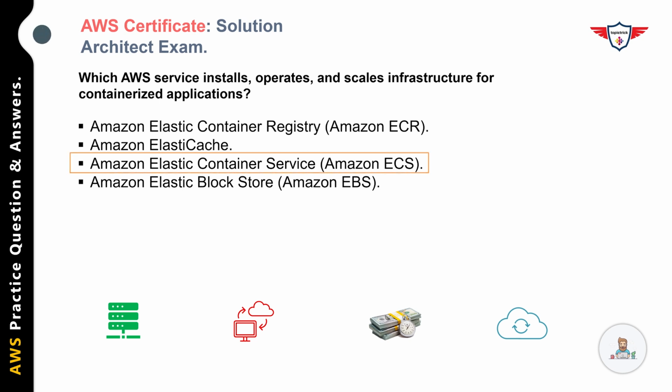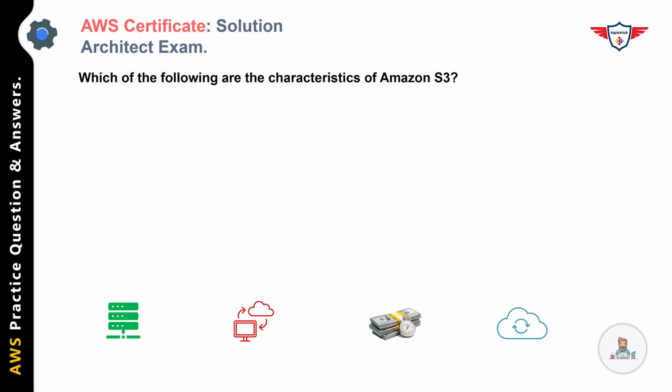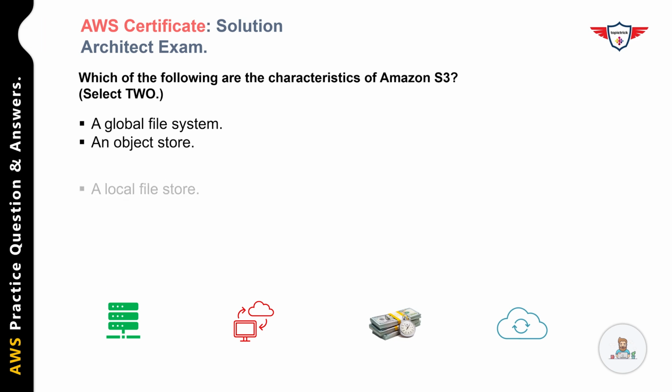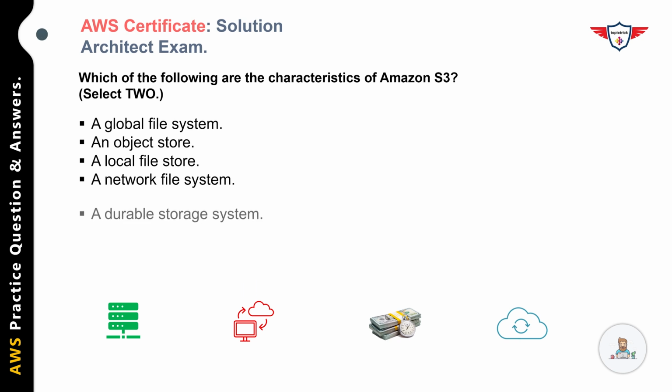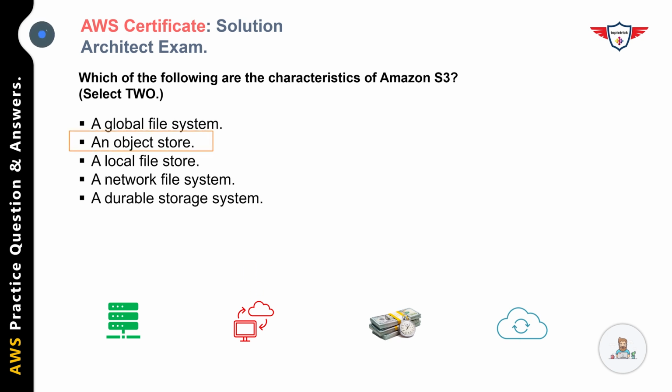It is a highly scalable, fast container management service that makes it easy to run, stop, and manage containers on a cluster. Which of the following are the characteristics of Amazon S3? And you have to select two correct answers. So first option is a global file system, an object store, a local file store, a network file system, a durable storage system. The correct answer is option B and option E.